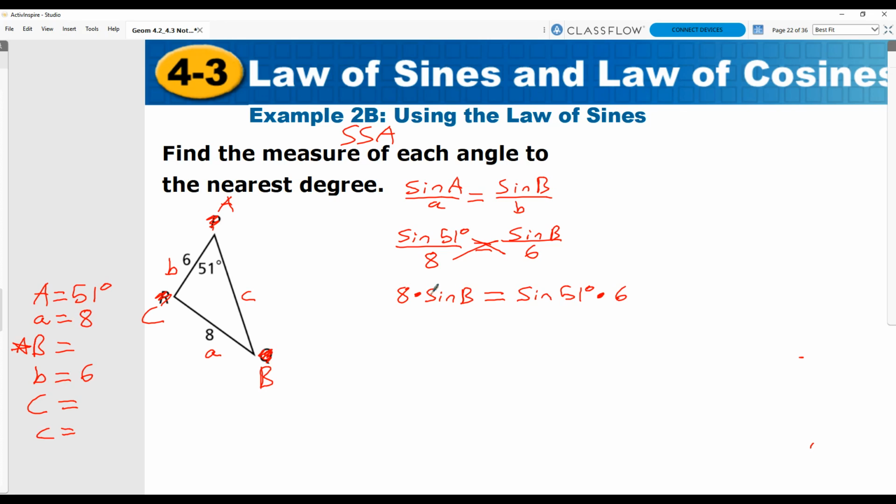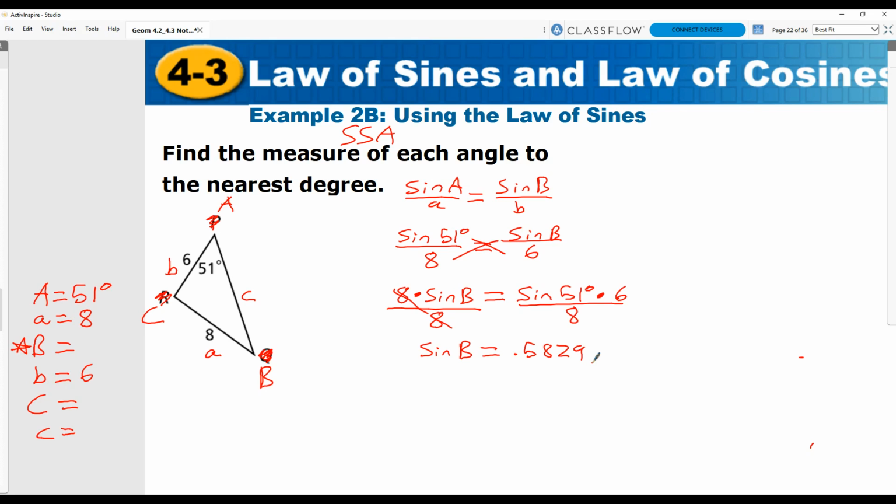So since we're multiplying sine B by 8, we're going to do the opposite. We're going to divide by 8 and divide this over here by 8. Okay, so if we do that, our 8's cancel, and we're left with sine of B is going to be equal to this calculation right here. We're going to take sine of 51 degrees times 6, and then take that answer and divide it by 8. And when we do that, we're going to round it to the first 4 decimal places. So you're going to end up with 0.5829. Okay, so that's telling us sine of B is 0.5829.